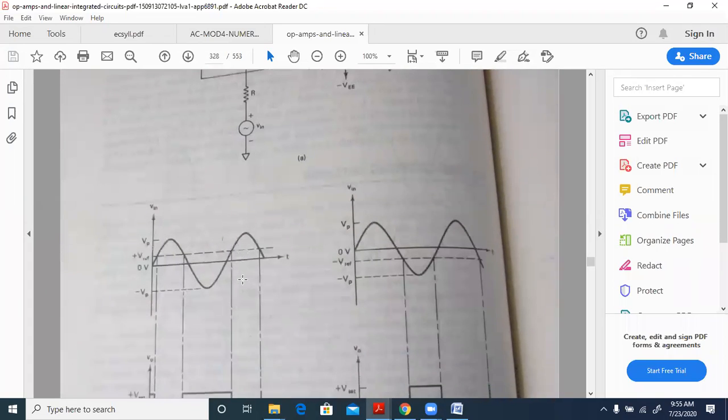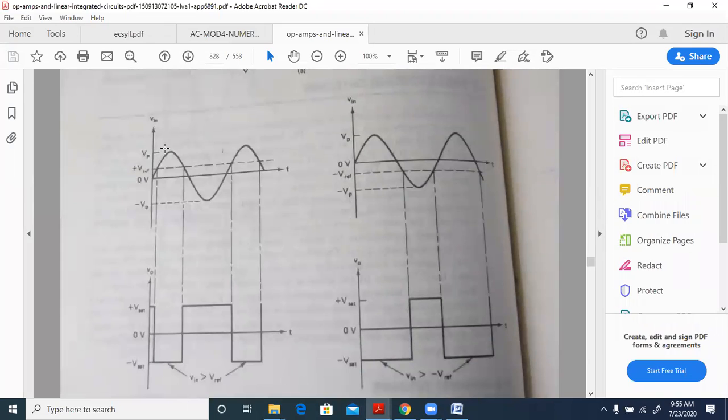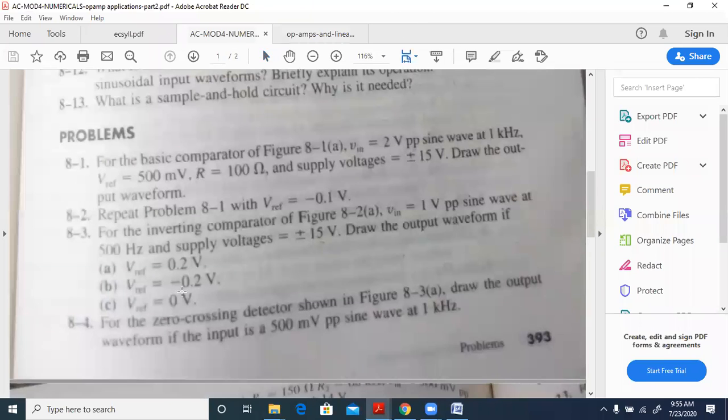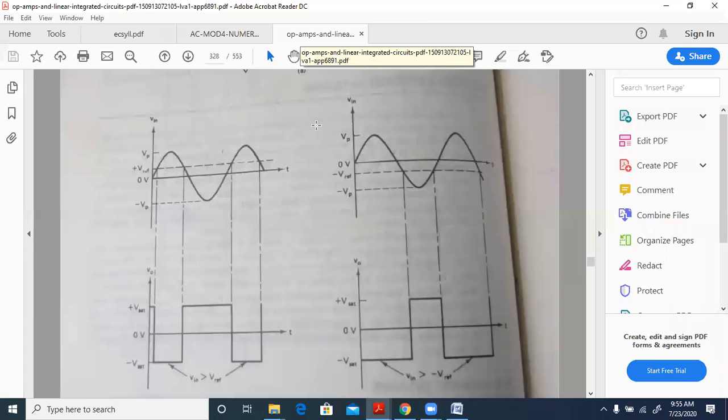For the values of the input above the V reference, output will be negative. For the values of the input below the V reference, output will be positive. Even here, it is the same thing. So for all three values of the input, 0.2 volts, minus 0.2 volts, and 0 volts, we need to write the waveforms here.